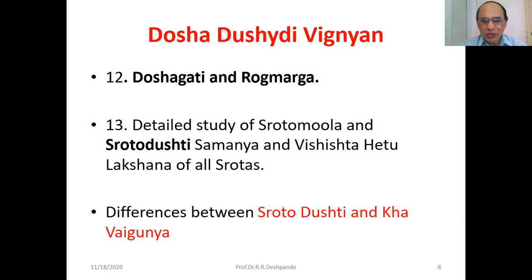Difference between Srotodushti and Khavaigunya. Khavaigunya is anatomical and physiological permanent damage, and Srotodushti comes after Srotovaigunya. For example, I have had a deviated nasal septum, DNS, from my birth, and when I eat a lot of ice cream in Hemanta and Shishira Ritu, I get Pratishyaya. Srotodushti: Pratishyaya. DNS: Khavaigunya.